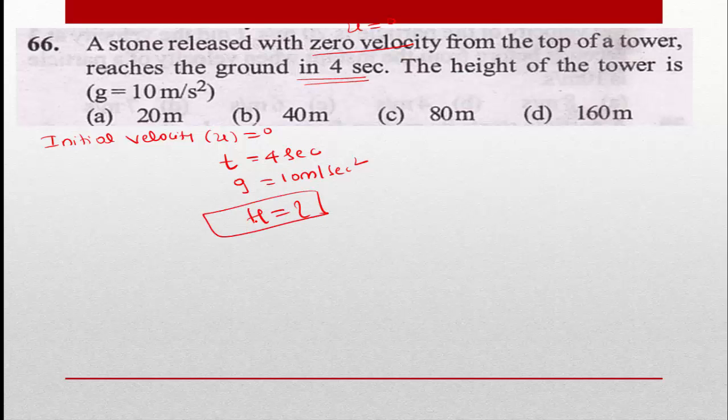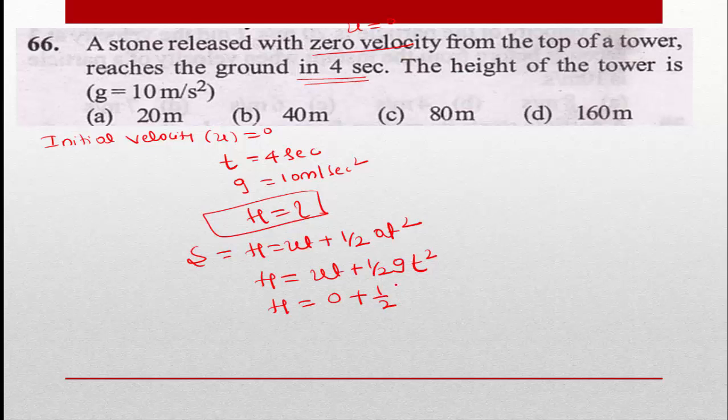h equal to height of the tower, that is s equal to h equal to ut plus half at square. A stone is released ಅಂತ ಯಾರು released ಅಂದಾಗ body moves vertically downwards, that's why we use s equal to ut plus 1 by 2 g into t square. h is equal to ut plus 1 by 2 g into t square and therefore h is equal to u into g is 0 plus 1 by 2 into g value is 10 into time t is 4 whole square.